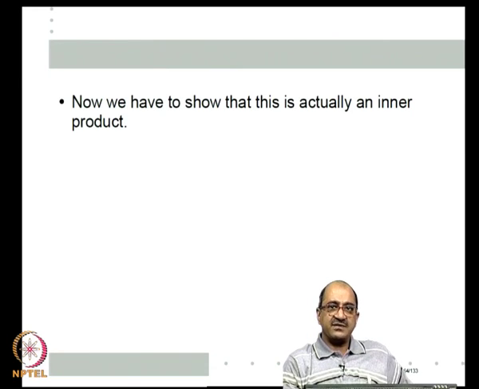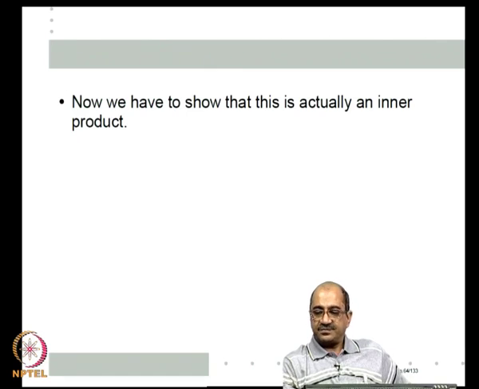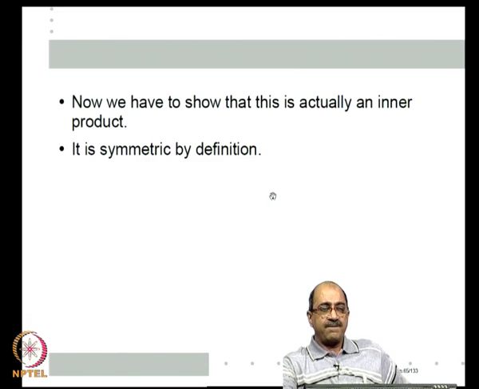What does this function satisfy? It has to be symmetric, it has to be bilinear. Inner product of any element with itself is always greater than or equal to 0, and inner product of some element with itself is 0 if and only if the element is 0. These are the properties of the inner product.